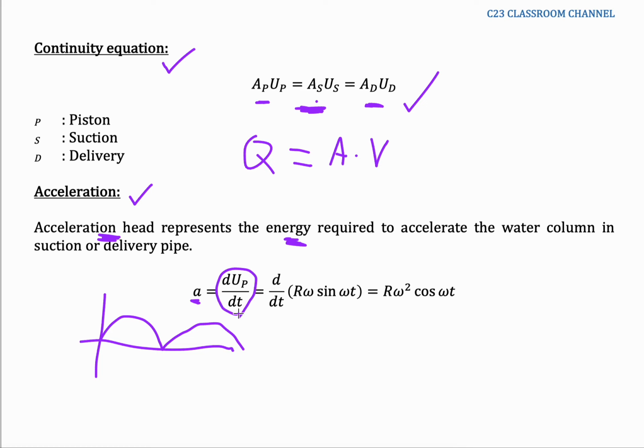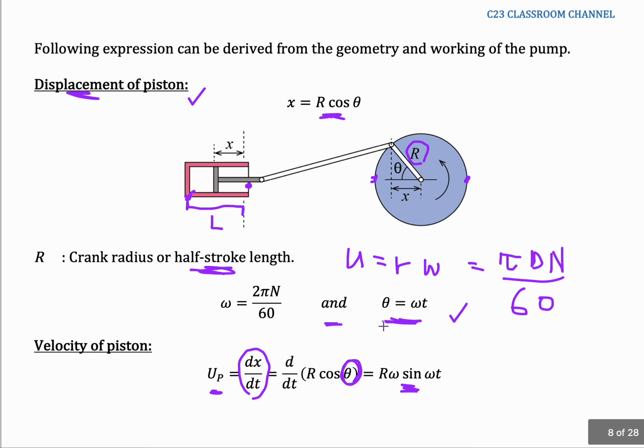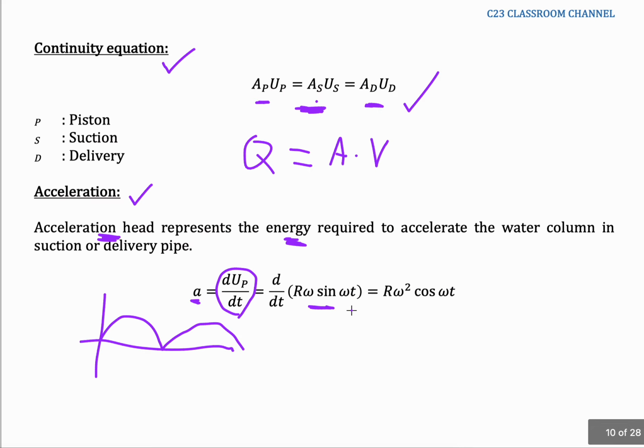So we differentiate one more time the value of velocity. We do the d over dt with the velocity that we got from the previous calculation here. This is the equation for the velocity. So we differentiate d over dt of r omega sine omega t, and then we get r omega square cos omega t. So this is the equation for the acceleration head.